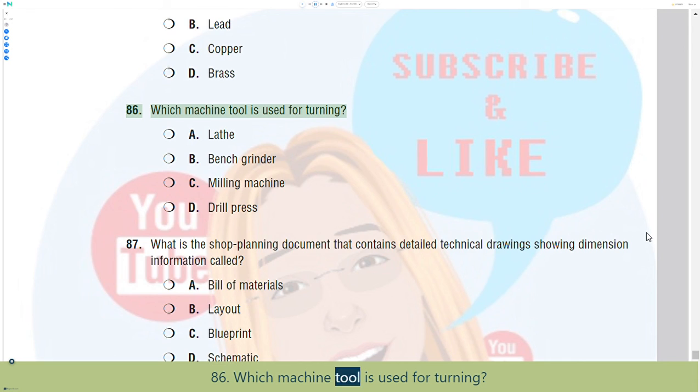86. Which machine tool is used for turning? A. Lathe. B. Bench grinder. C. Milling machine. D. Drill press.